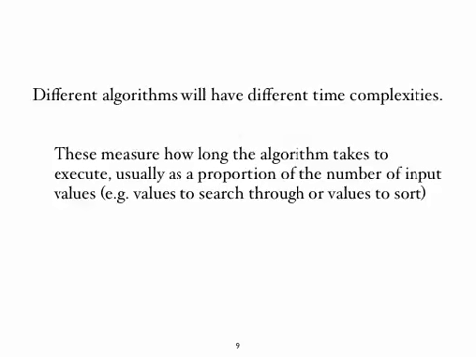Now different algorithms have different time complexities. So there are many different sorting algorithms, many different searching algorithms, many other programs too, of course, that implement different algorithms, and each of these will have its own time complexity. In general, the time complexity measures how long an algorithm takes to execute, and usually that's presented as a proportion of the number of input values, especially where there are many input values. So in the case of a search or a sort, for instance, the time complexity could be given as a proportion or as a function, if you like, of the number of values to sort through or search through.